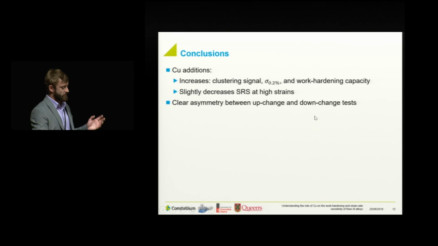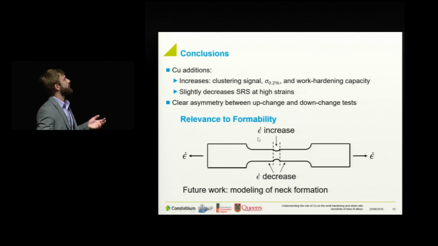And so finally, just in conclusion, copper additions are going to increase the clustering signal within the material, which increases yield strength, and we also have an increase in the total work hardening capacity, possibly caused by a decrease in the recovery rate of the dislocations. We have a slight decrease in the strain rate sensitivity at high strains with copper additions, and the most important thing about this work thus far, I feel, is that there's a clear asymmetry between the up change and down change strain rate tests. And how does this all work into formability?